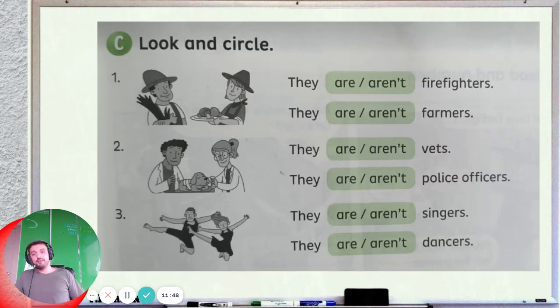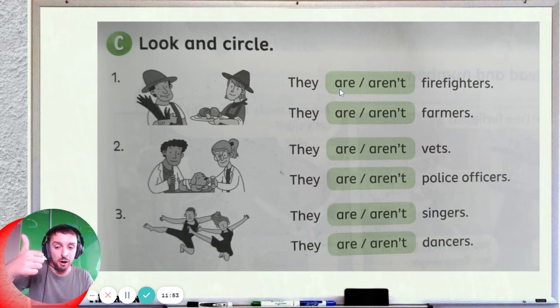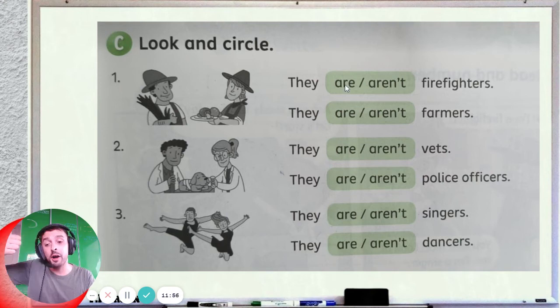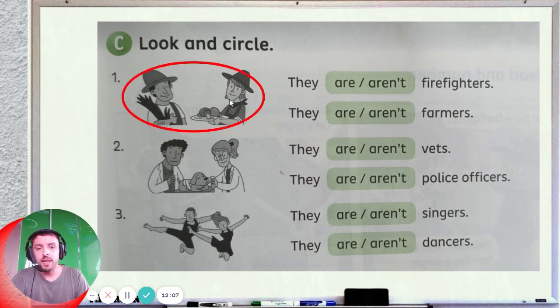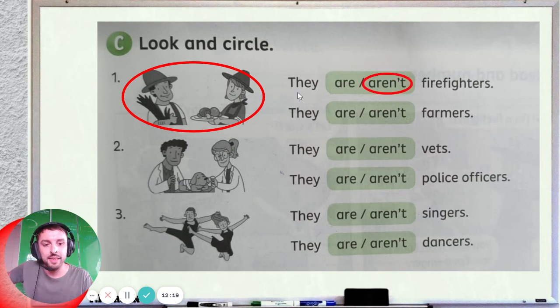Next one. Activity C, can you look and circle? Just circle the word. Is it are or is it aren't? Are would be for yes, and aren't is are not. That's for no. Let's look at the picture. Is it they are firefighters or they aren't firefighters? Are they firefighters? No, they aren't. So we say they aren't firefighters.